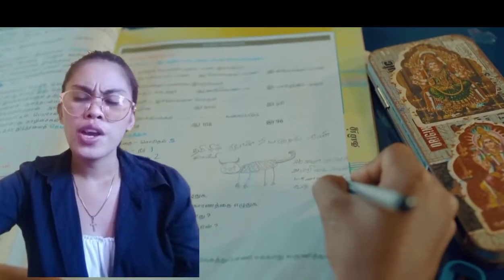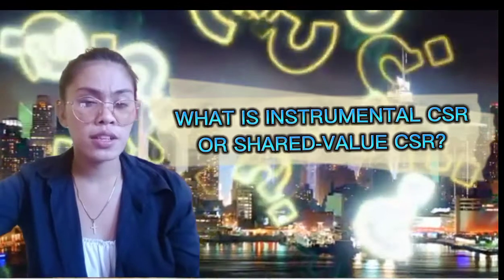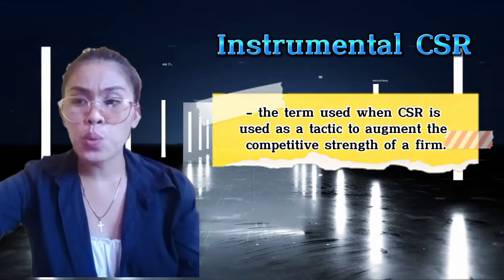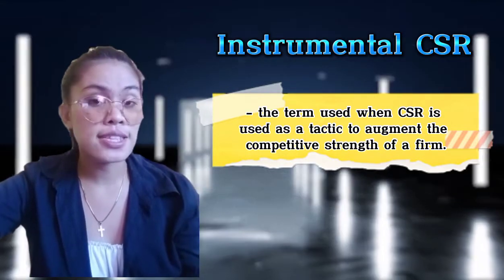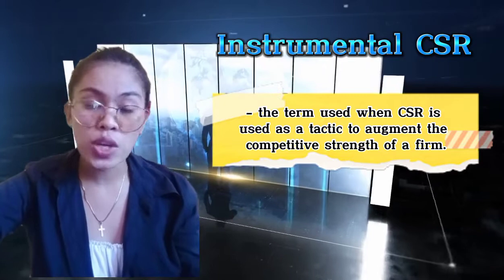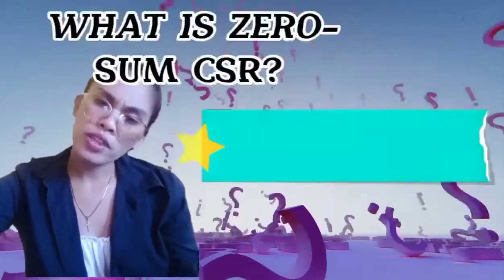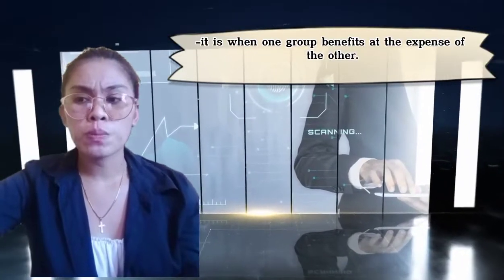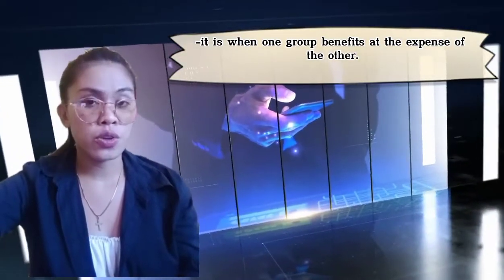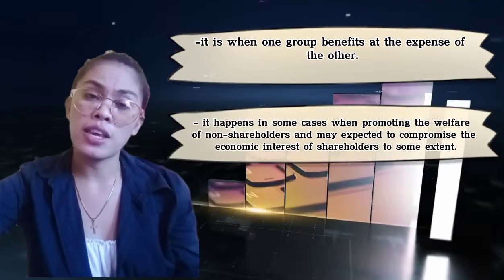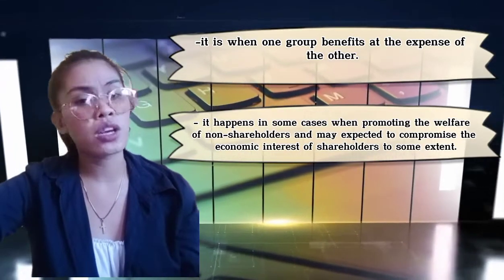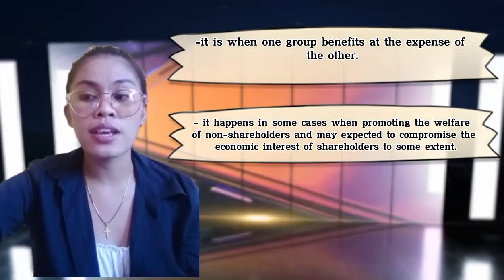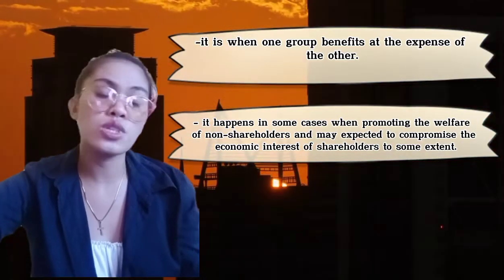So what do you mean by instrumental CSR or shared value CSR? It is the term used when CSR is used as a tactic to augment the competitive strength of a firm. And what do you mean by zero-sum CSR? It is when one group benefits at the expense of the other. It also happens in some cases when promoting the welfare of non-shareholders may be expected to compromise the economic interest of shareholders to some extent.